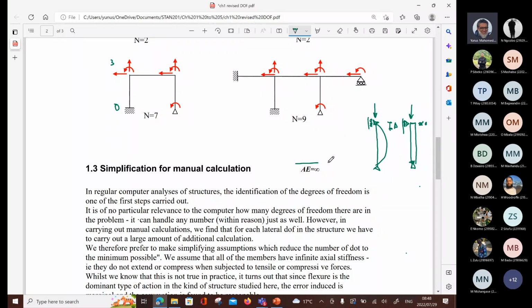The point that I'm trying to make is I have infinite stiffness, right? A times E. In regular computer analysis of structures, the identification of degrees of freedom is one of the first steps that is carried out. It is of no particular relevance to the computer how many degrees of freedom there are, because it can solve any amount. However, when we do it in manual calculations, we find that for each lateral degree of freedom in the structure, we have to carry out a large amount of additional calculations, okay?